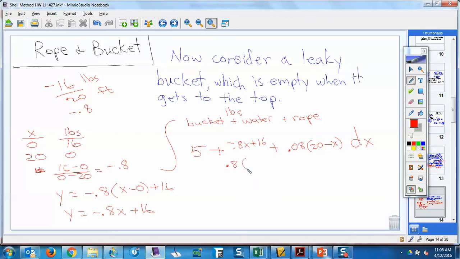But again, we could have had the same thing. We could have just said 0.8 is how much water is going out, and then times 20 minus X. 20 minus X is how much is left, and there's 0.8 pounds per foot of water that's going in. So either way, it's the same equation. Okay, and then we go 0 to 20 again with that. So type that in your calculator to see how much different. What would you expect? Less or more than what we had before? Less, because we're losing water weight. So we'd expect a smaller answer.